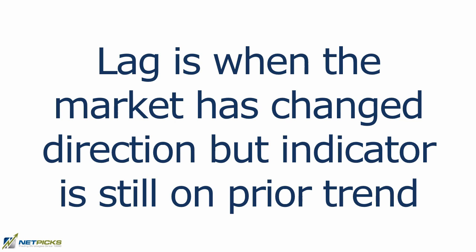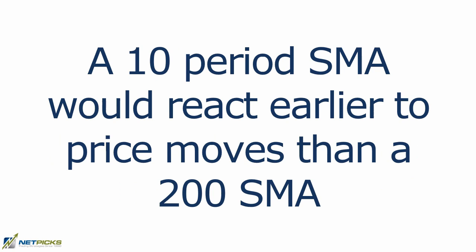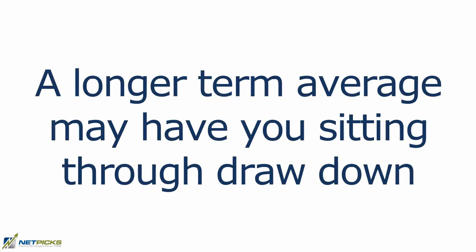And you also have to consider the moving average settings. A short-term average would have you trading with the trend on a shorter-term basis. An example would be a 10-period SMA. That's going to react a whole lot earlier to price than a 200-period SMA. The longer-term averages, they may have you sitting through drawdown. That's when your trade's losing money, depending on your exit strategy, of course, before it changes direction.